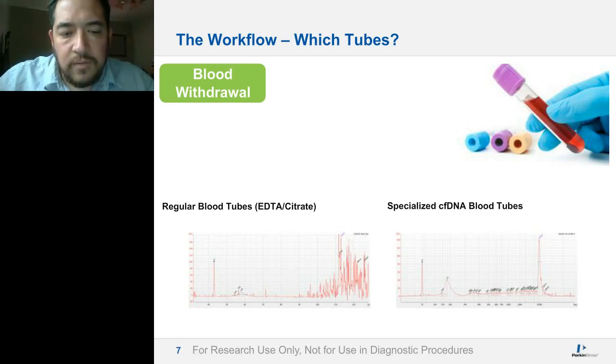So essentially with these EDTA tubes, there's more genomic DNA background compared to the signal that we're trying to isolate. Whereas when we're using specialized tubes, such as the Streck BCT tubes, you can see the 168 base pair peak represented by the arrow here, and a much lower genomic DNA background, and then you have your high molecular weight peak here. So part of it is availability of tubes and being able to use them, but there is definitely a benefit to using the specialized blood tubes in order to get the highest quality results. So that's one aspect.